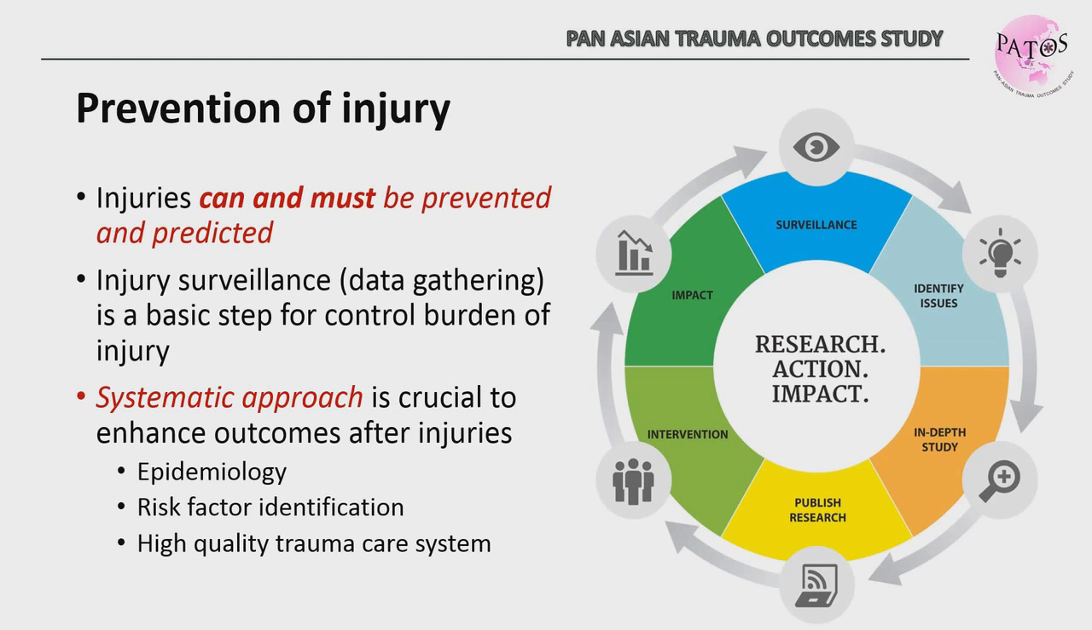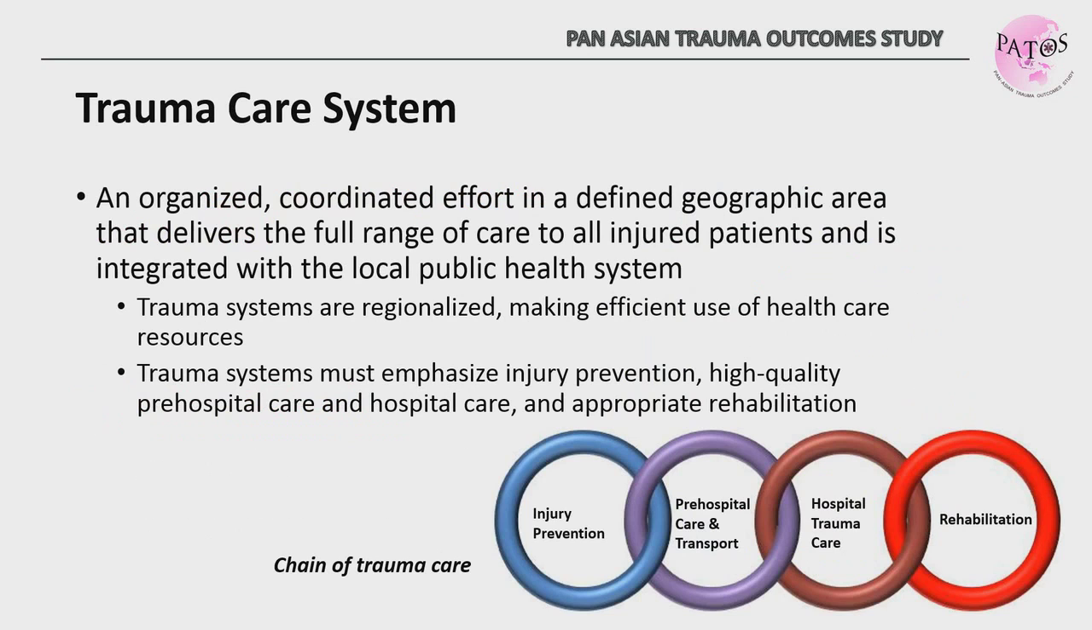Reiterating on the same issue, injury surveillance systems are vital to prevent and manage injuries. Based on the data collected, we can identify research topics, design and conduct in-depth studies, develop prevention measures, and evaluate the effectiveness of the prevention strategies. A systematic approach is also crucial for reducing the burden of injury, as it covers trauma care systems at individual, community, pre-hospital, and hospital levels. Development of a trauma care system requires organized and coordinated efforts and cannot be done without cooperation with local public health systems.